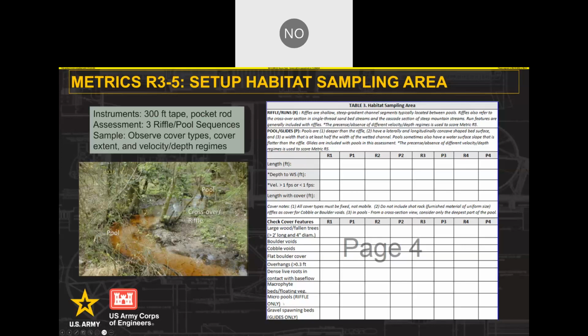It's important to note, I can't remember if I do this on the next slides or not, but the difference between micropools and pools is a distinction that's important for this assessment. So we define a pool as a concave bed surface. It's deeper than the riffle. In a meandering stream, alluvial valley, it's usually in your outside bend or where you're getting convergent scour occurring. And because we had to draw a line here, it takes up at least half of your channel width, the wetted width of the channel.